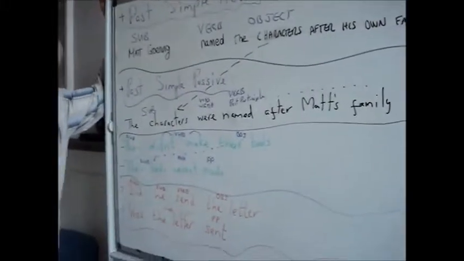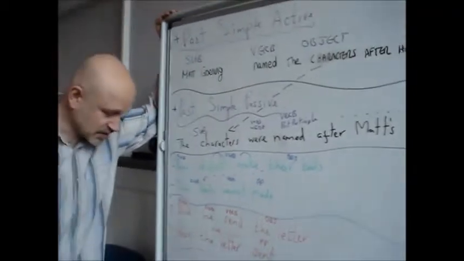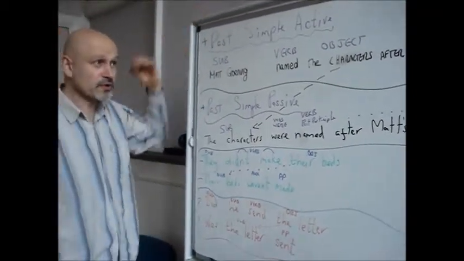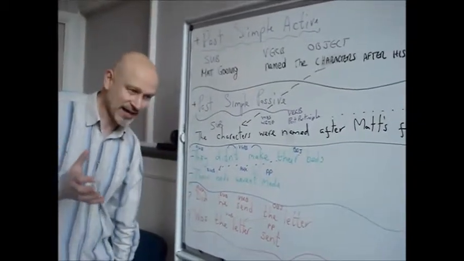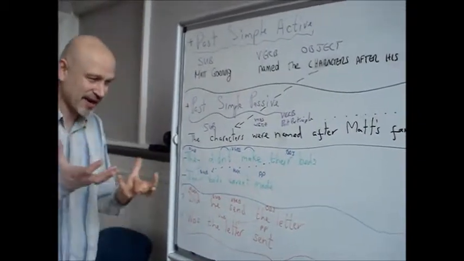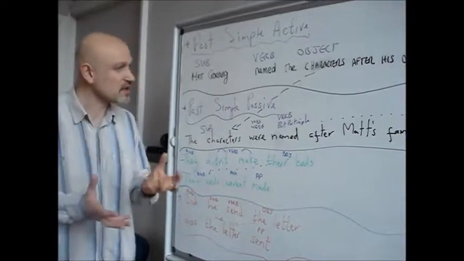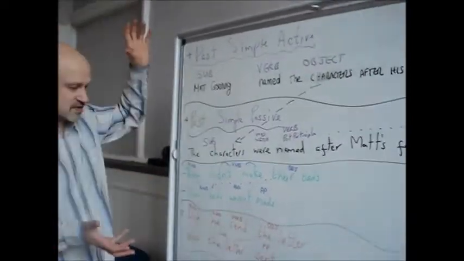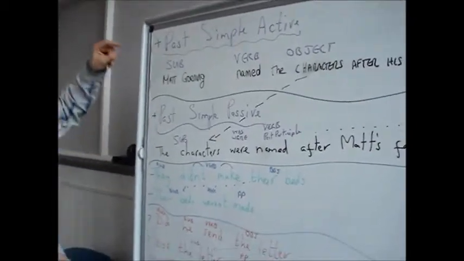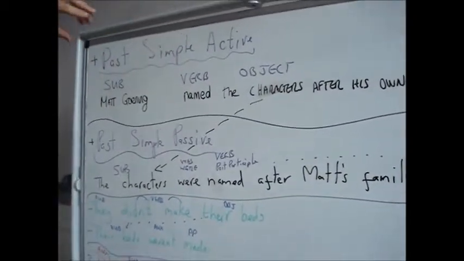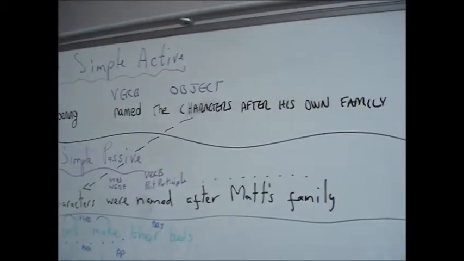This was the Chesham intermediate group, where we were looking again at active and passive, and we're really trying to get the ideas around this, why we use it. So here are some sentences that we've put together, positive, negative and questions. Matt Groening named the characters after his own family. We're talking about The Simpsons here.